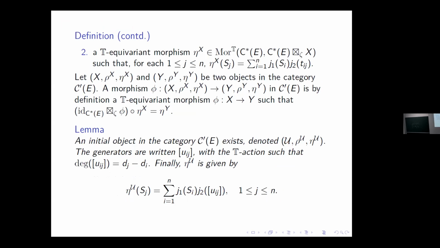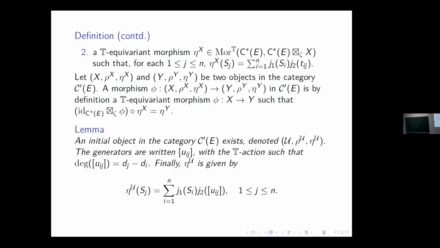So eta_X is just a space map such that it is very specific and it is given as we have seen in the definition of linearity. Okay, and given two objects, a morphism is obviously a unital star homomorphism which is furthermore T-equivariant from X to Y such that it behaves nicely with etas. And the point is, in this category an initial object exists.